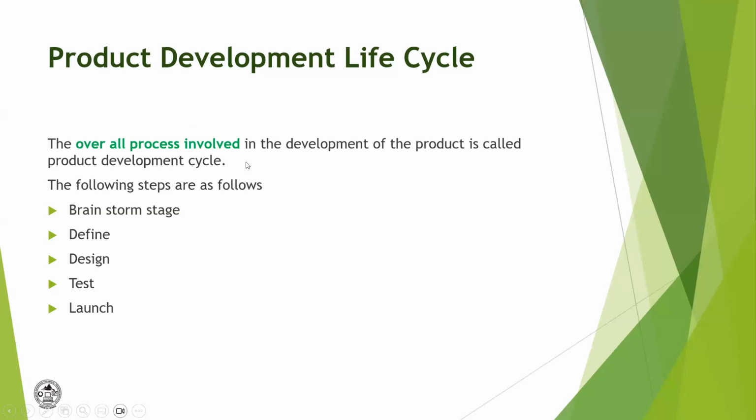Before developing a product, we undergo the brainstorm stage, define, design, and test and launch. These are the stages of the product development life cycle. Brainstorm stage, in the sense, what is the need of the client. Client here means the one who gave an order to us, we being the user designer. What is the expectation of the client?